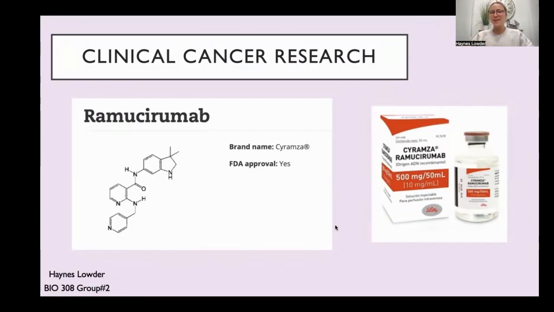Hi, today I'll be presenting the clinical application of Ramucirumab, brand name Cyramza. And I'm sorry if I mess up saying those. Cyramza is a monoclonal antibody approved for metastatic colorectal cancer. It's typically used as a second line treatment for patients whose cancer progresses after chemotherapy.